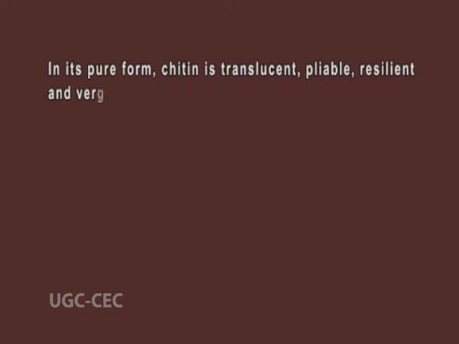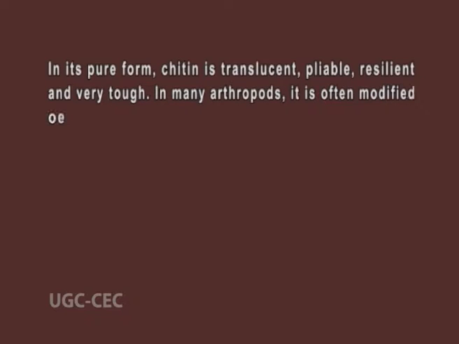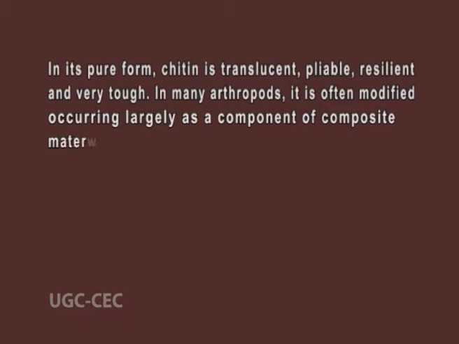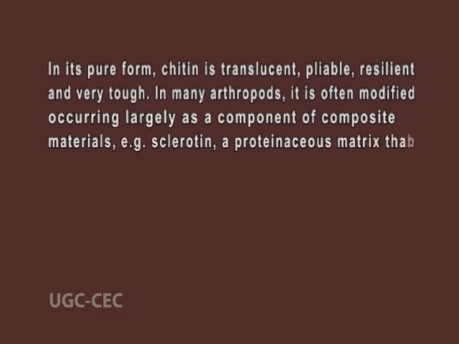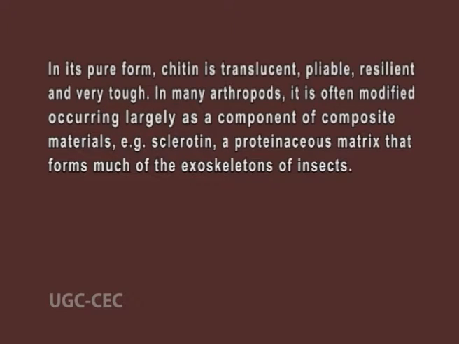Let us now discuss some major properties of chitin. In its pure form, chitin is translucent, pliable, that is flexible, as well as resilient and generally very tough. In many arthropods, it is often modified, occurring largely as a component of composite materials, for example, sclerotin, a proteinaceous matrix that forms much of the exoskeletons of insects.